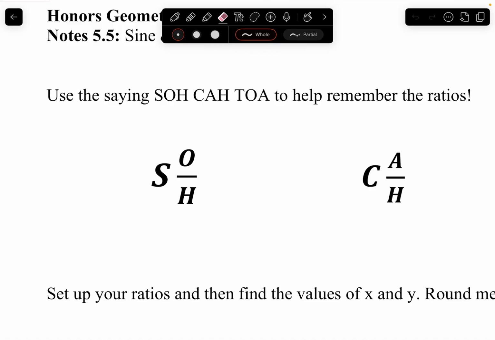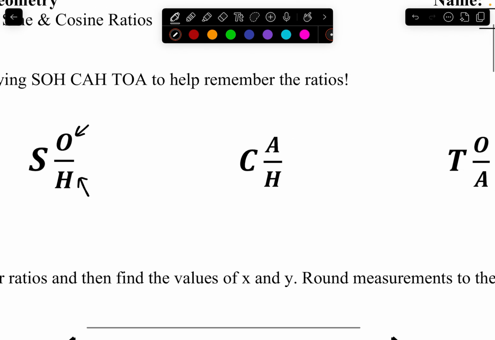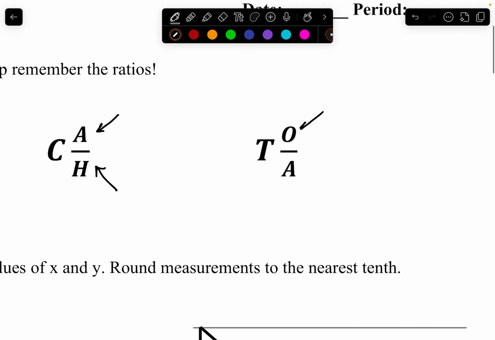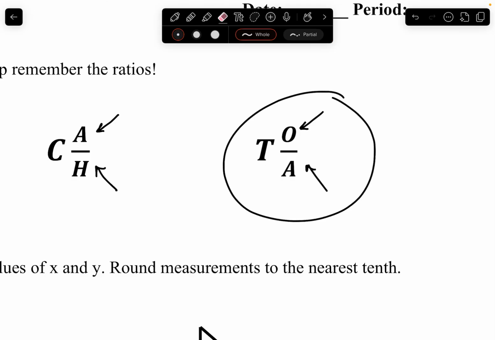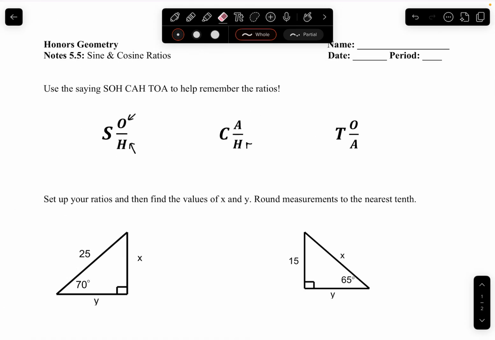S represents sine, and the ratio is going to be the opposite over the hypotenuse. C represents cosine, which is the adjacent side over the hypotenuse. And then T is tangent, which is the opposite side over the adjacent side. This is the one that we talked about yesterday, or the last set of notes, whenever that was. So today we're going to do kind of a mix of all three.